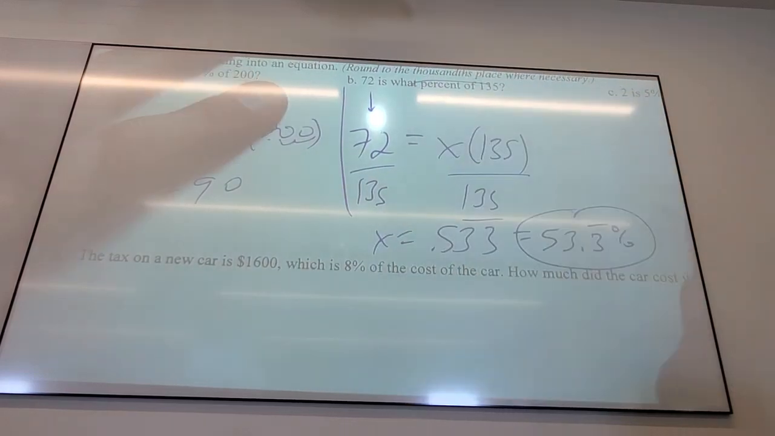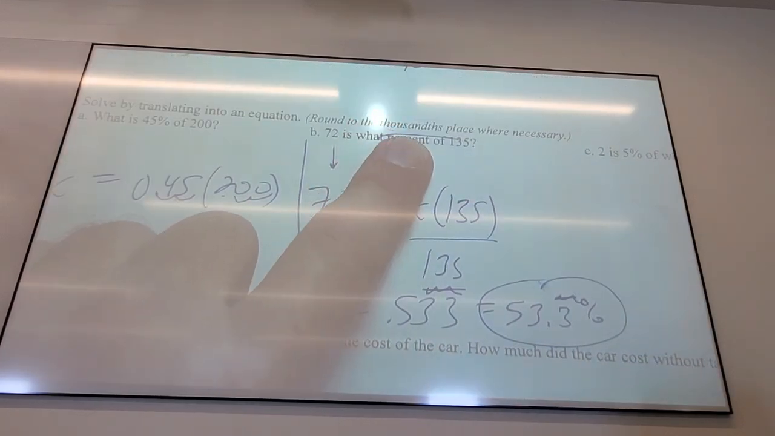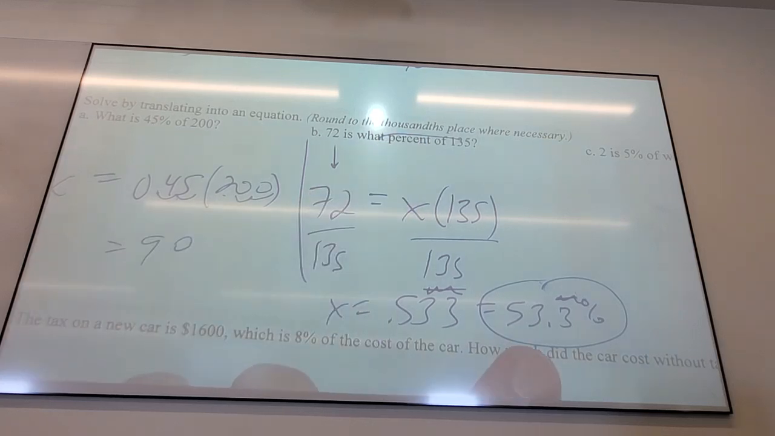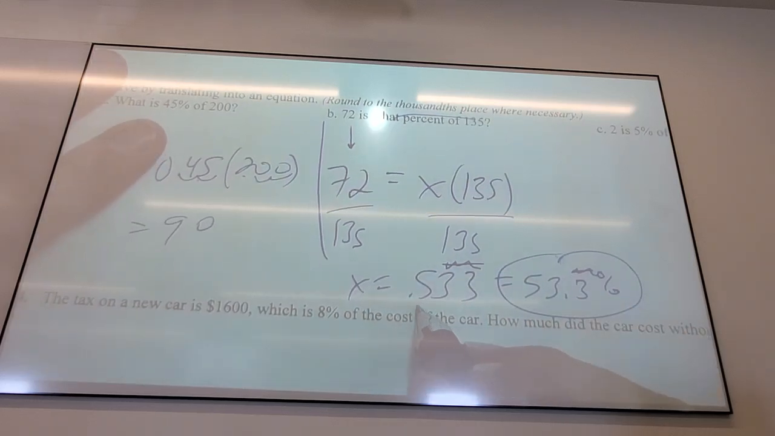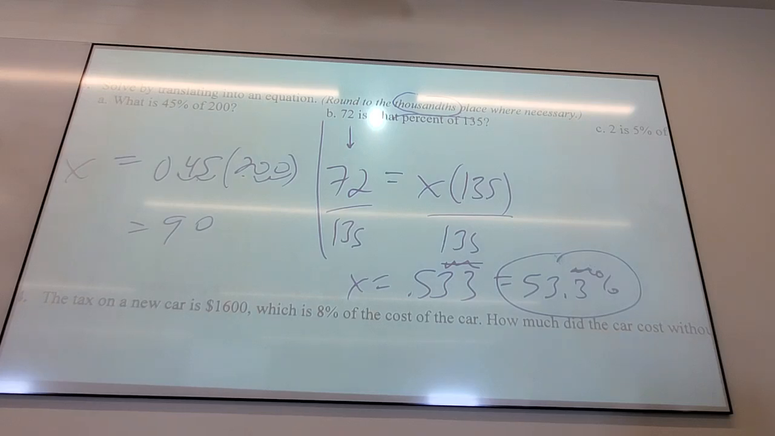And it says round to the nearest thousandth, so I really should be. By the way, when I say round to the thousandths place, I mean that as a decimal. So when I translate it to a percentage, it's to the tenths place. Now, to be honest, I'll tell you on the test how much I want you to round, where it makes sense.